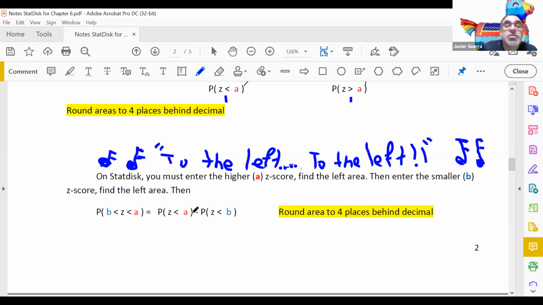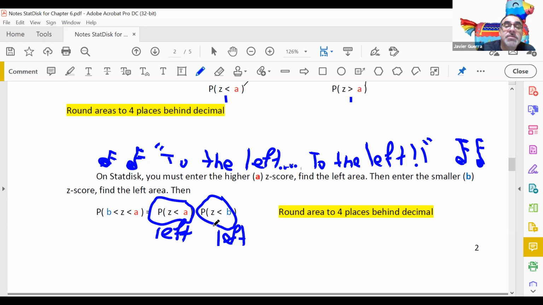So what you do is you enter the bigger one first. So you're going to look up the A, and you're going to look at the left area. Right? And then you do this one too. You enter the B, and you find the left area.